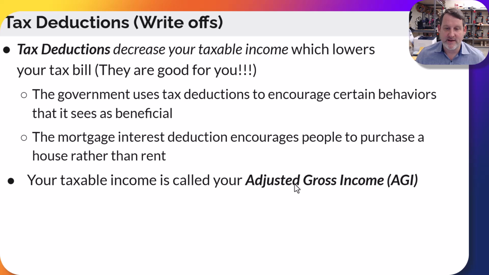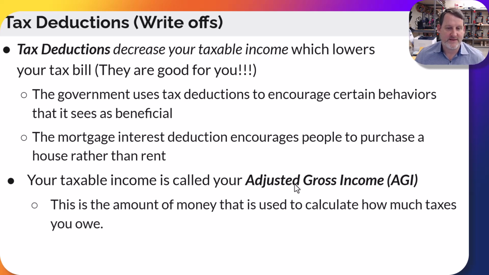Your taxable income is called your adjusted gross income, or AGI. So when you see that term, adjusted gross income, they're just referring to the amount of income you have after deductions. And this AGI is the actual amount of money that you run through the tables and calculate your income tax with. Not your actual income, but your adjusted gross income, your taxable income.